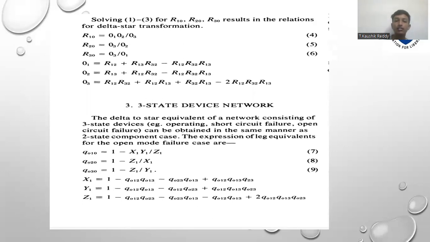The third one is the three-state device network. The delta to star equivalent of a network consisting of three-state devices, for example operating, short circuit failure, open circuit failure, can be obtained in the same manner as the two-state component case. The expression of leg equivalence for the open mode failure case. So the three-state device network can be done with the same approach as the two-state device network.